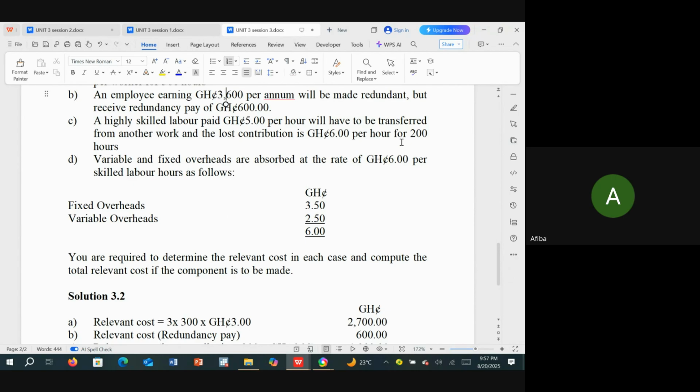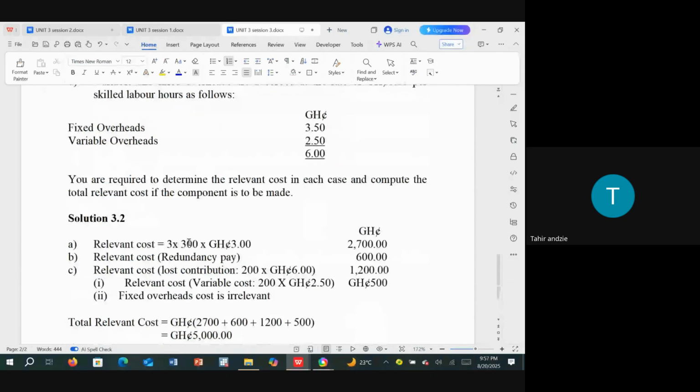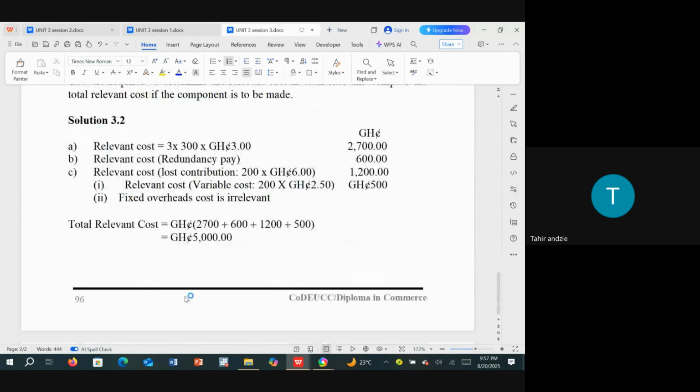To get the overheads, you are only going to take the variable overhead as the relevant overhead cost. So that is what we have here. You have the relevant cost of labor, the redundancy pay, the loss of contribution, and then the relevant overheads. The fixed costs are irrelevant. So the total cost will be this.